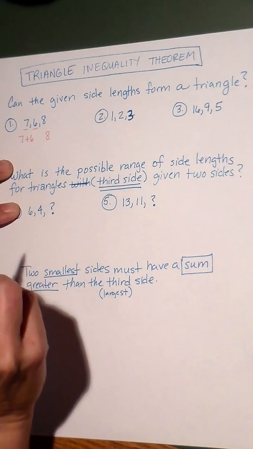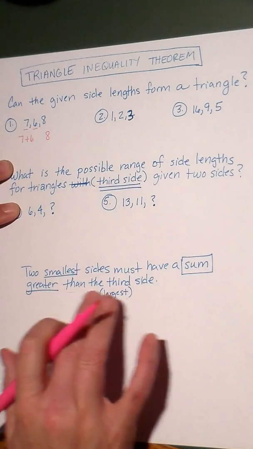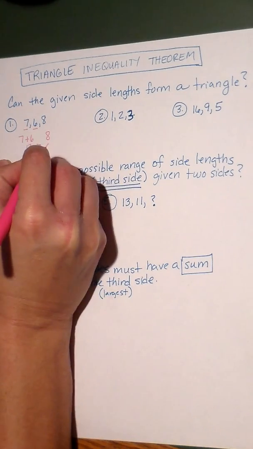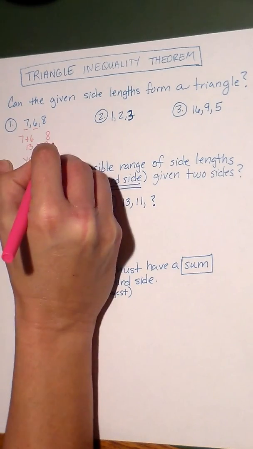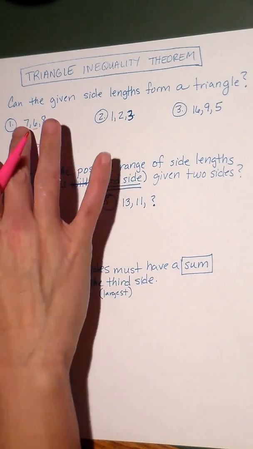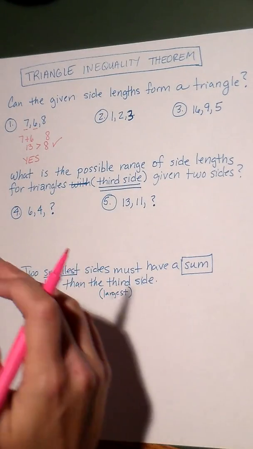Now, if it's a triangle, 7 plus 6 should equal something greater than 8. The sum has to be greater. 7 plus 6 is 13. 13 is, in fact, greater than 8. So, yes, this forms a triangle, because the two smaller sides added together sum up to something larger than the third side.